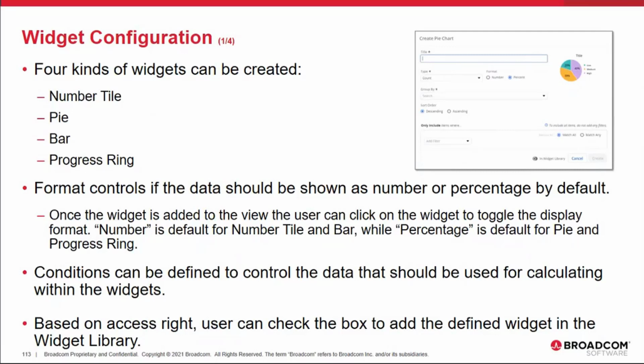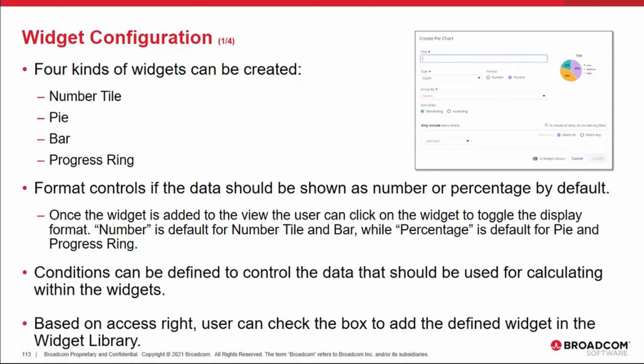The format controls if the data should be shown as a number or percentage. So when I am creating a new widget, there is a section for format which has two checkboxes, either number or percentage, and that controls how the data should be displayed. The number is default for number tile and bar, while percentage is default for pie and progress ring. However, the end user can easily toggle between these two while in use.